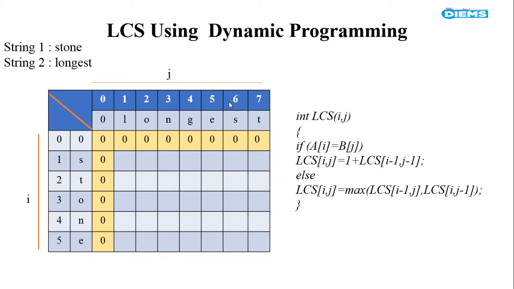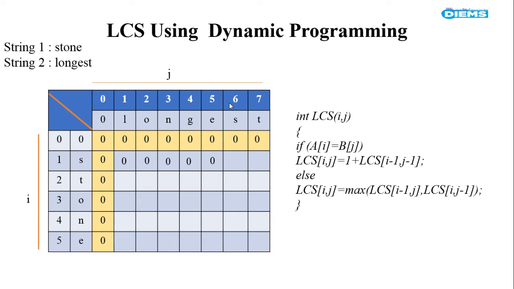Now S is the first character in the first string, and the first character in the second string is L. We are trying to compare S and L. Are both the same? No. It will go for the maximum part, so it will choose the maximum value between 0 and 0. It will be 0 only. Then go for S and O. It will choose the maximum value of 0 and 0. The maximum value is 0. S and N, same thing, 0. S and G, both are different, again the maximum value from 0 and 0 is 0. Same case when you are going for S and E, it will be 0 only.